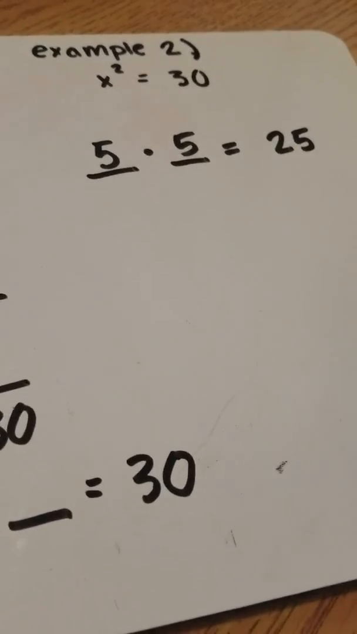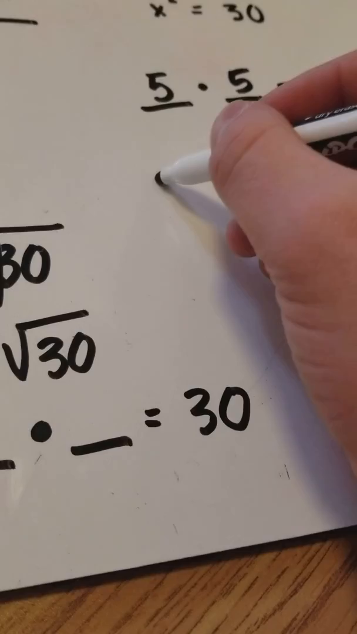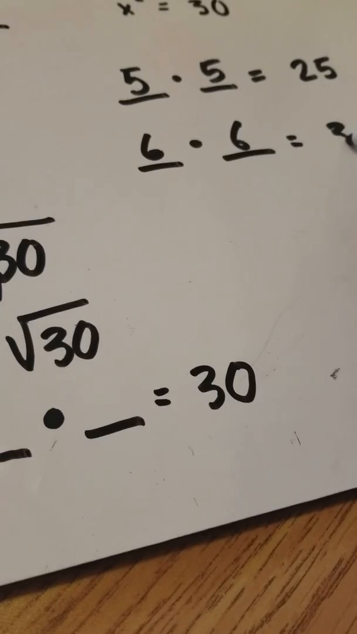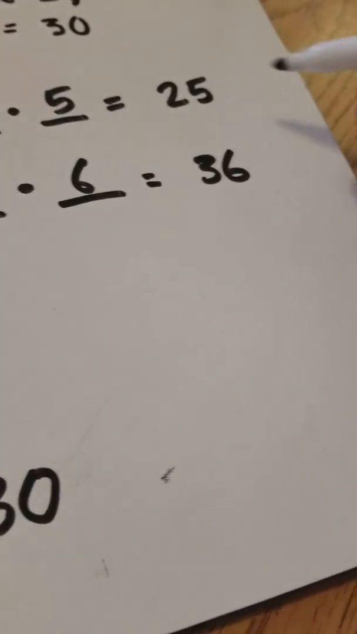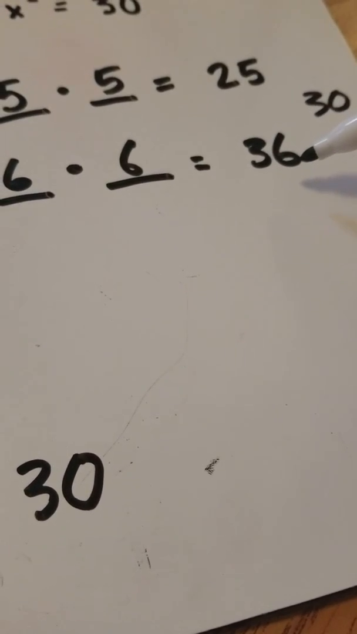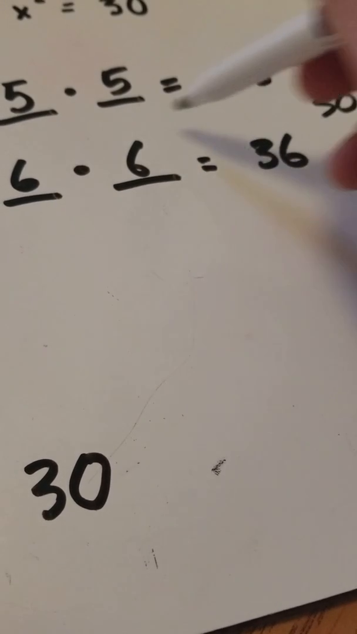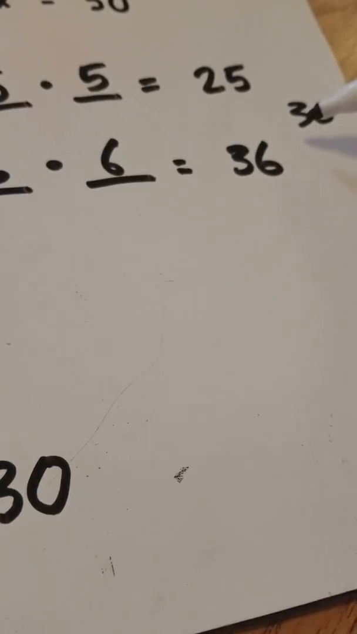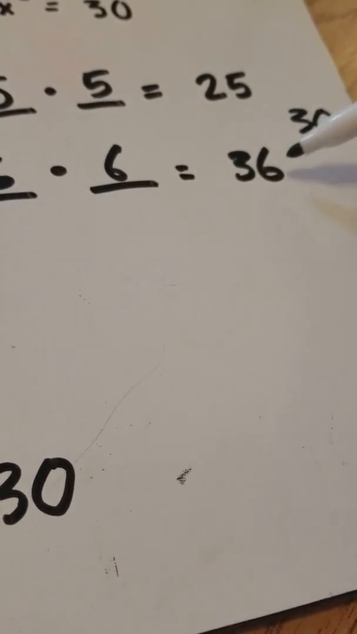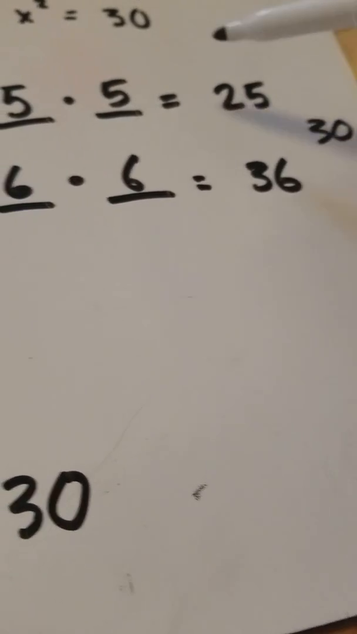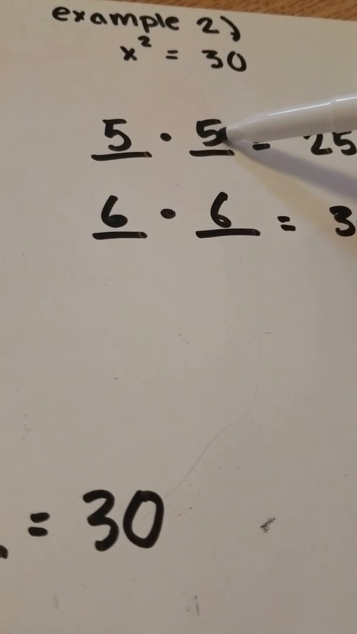And let's just go up one more, because we know that this is less than 30. So let me do 6 and 6. And that'll give me 36. So now we have something too low, because we're trying to get 30. Remember, we have something too low and something too high. So we know it's going to be somewhere in between our 5 and our 6. Is 30 closer to 25, or is it closer to 36? Well, 30 is closer to 25, so I know that my answer is going to be closer to 5.